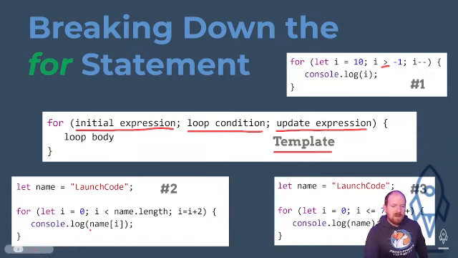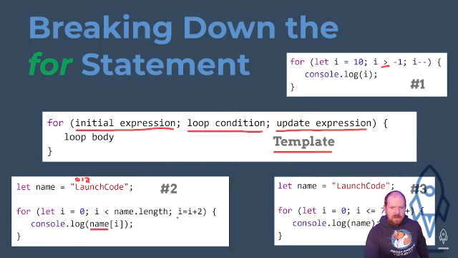Whenever I log, I'm going to take my array, which is name, and remember my name is LaunchCode, and I'm going to go through the index i. So it's 0 first, so it'd be name[0]. Name[0] is the L, because that starts at 0, and then it goes 1, 2, etc.